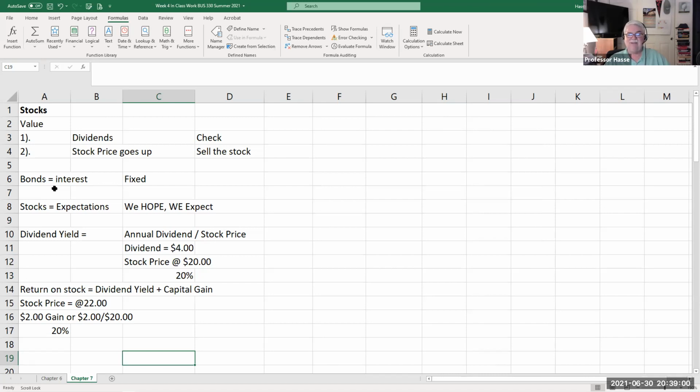So those are the key takeaways from chapters 6 and 7: the definitions, why we invest in stocks or bonds, and why companies finance with stocks and bonds either way. So we need to understand that. And we'll talk more about that next week in our assignment number 2.